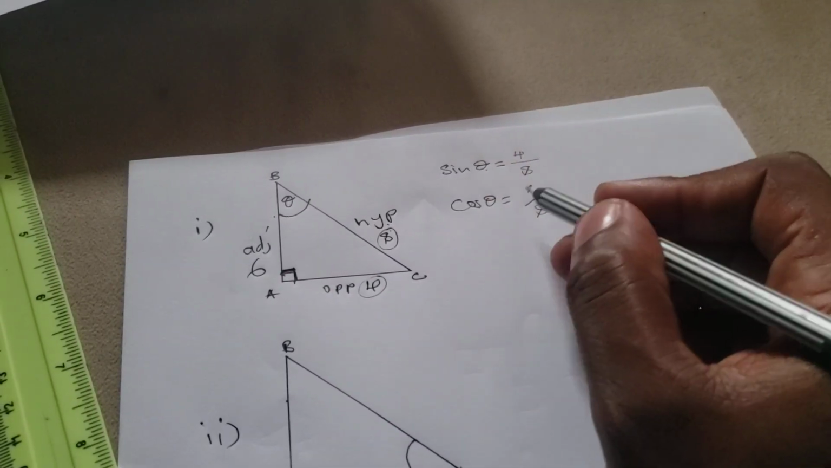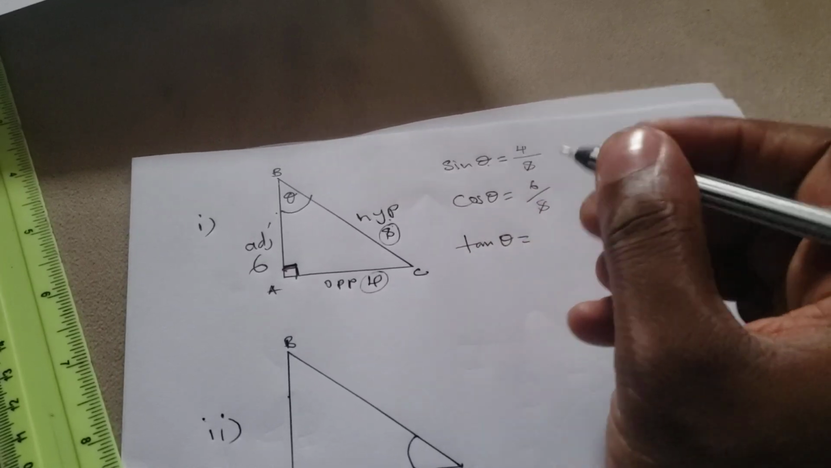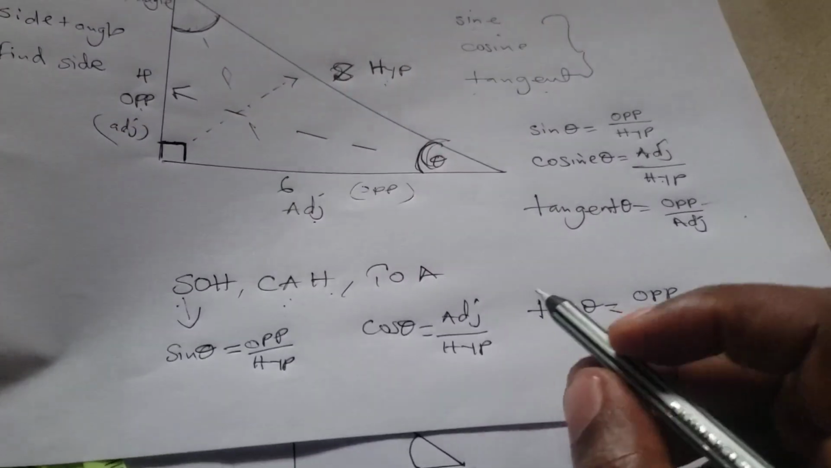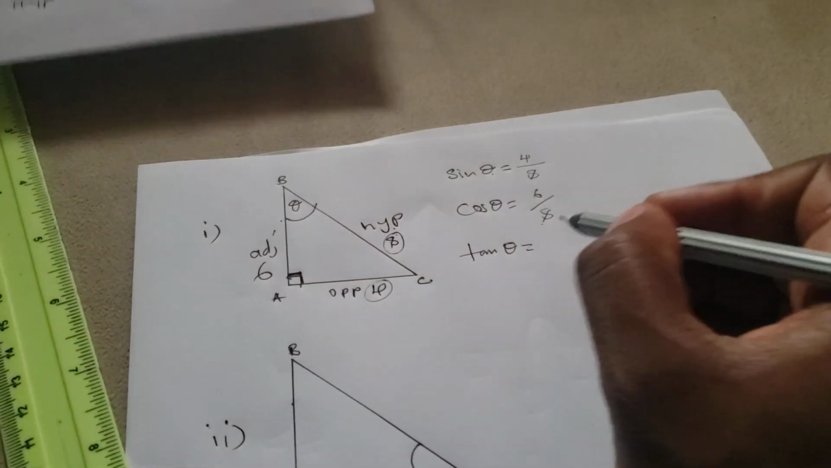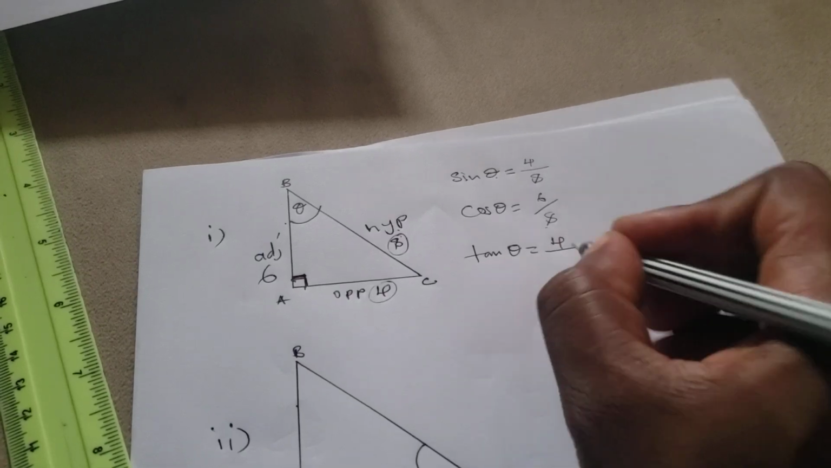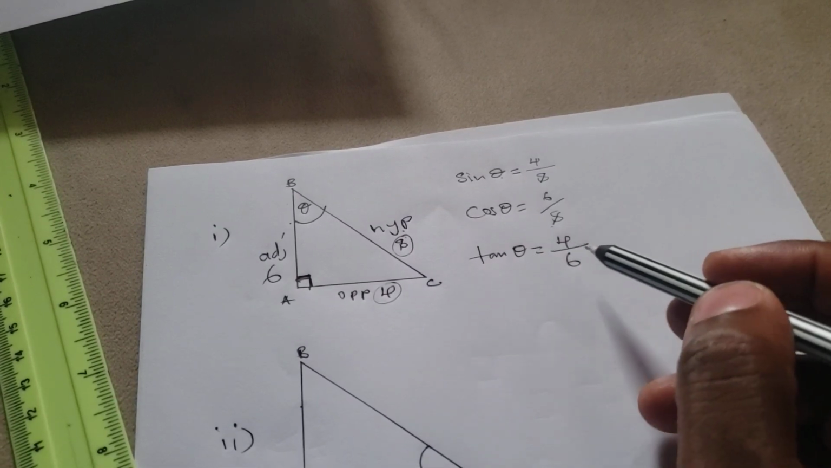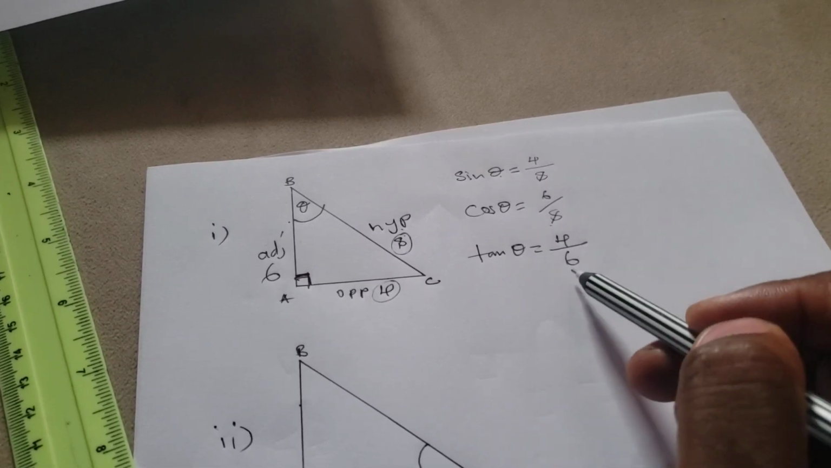If you want, you can simplify your work by dividing by 2, it's okay. Then the last one, tan theta. What are we going to do with tan? Remember, tan is opposite over adjacent. So what is our opposite? It's 4. Over our adjacent, which is 6. Have you seen how they are operating differently? We have 4 over 8, we have 6 over 8, we have 4 over 6.